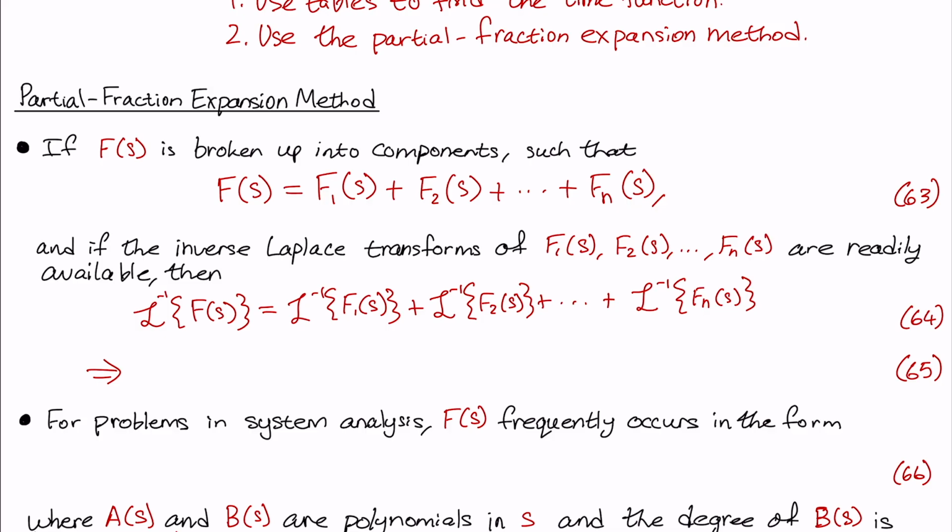So our entire goal will ultimately be to break up the original Laplace transform into components that are just easier to take an inverse of, such that you don't need tables to identify them. And then this will allow us to find the time response. So in this case, this f(t) is going to be equal to the linear combination of f1(t) plus f2(t) plus up to fn(t).